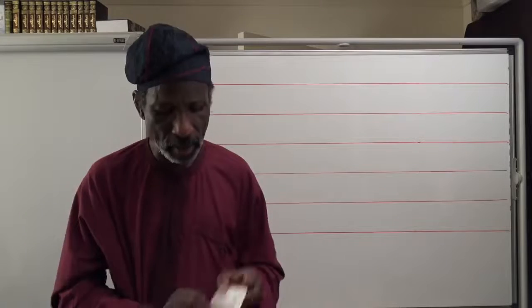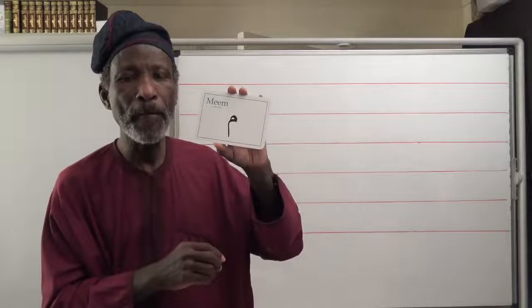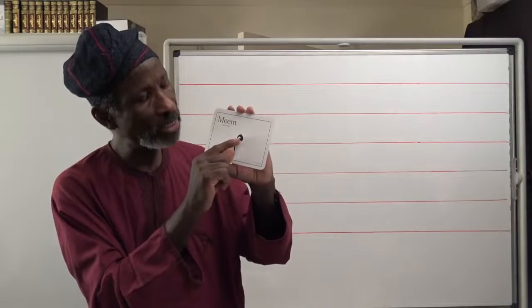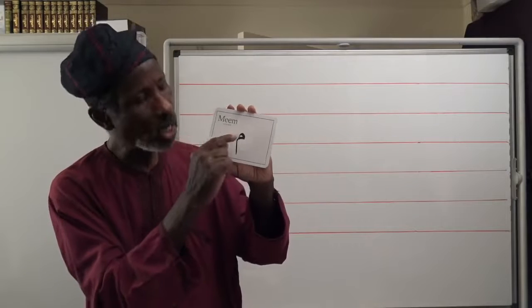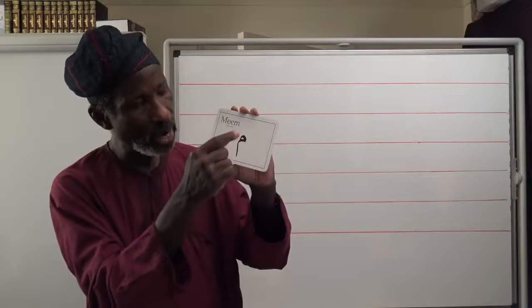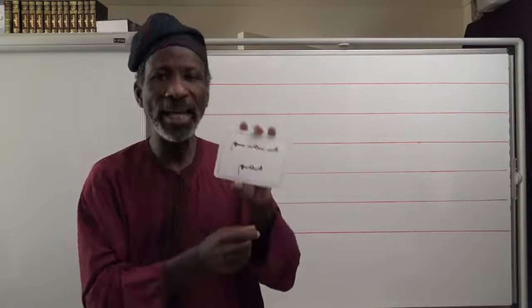Meem is the next one. Meem, meem. When you stand alone, you need to write it starting from the head. You write clockwise, clockwise, and then this is your last movement. So clockwise and then last movement. Now this is your meem in a joint form.